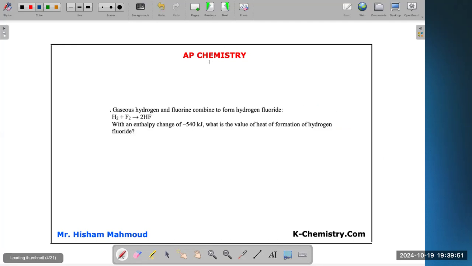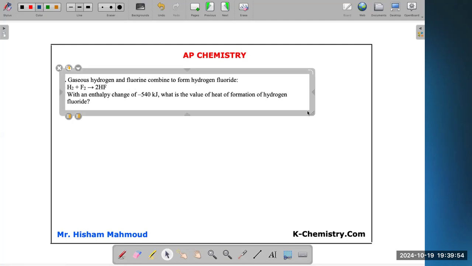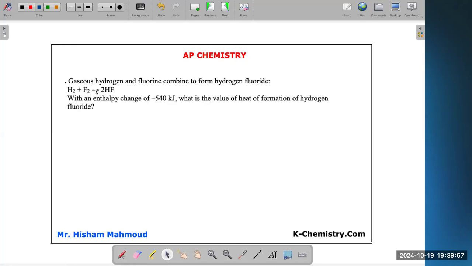Okay, we solved this question before, Yazid. We said gaseous hydrogen and fluorine combine to form hydrogen fluoride: H2 plus F2 gives me 2HF with enthalpy change of minus 540. What is the value of heat of formation of hydrogen fluoride? When I say heat of formation of hydrogen fluoride, how many moles am I talking about, Yazid? Yazid, I'm sorry. Exactly 1 mole. So what will be the equation? Instead of H2 and F2, it will be half H2 and half F2 give us HF.